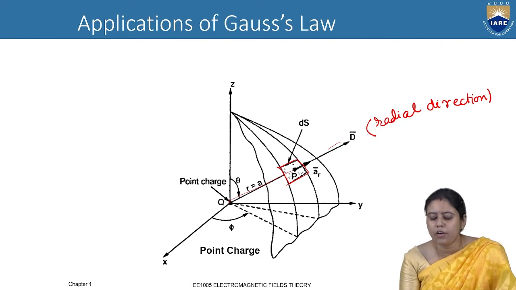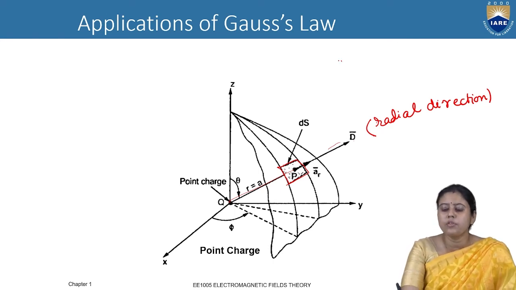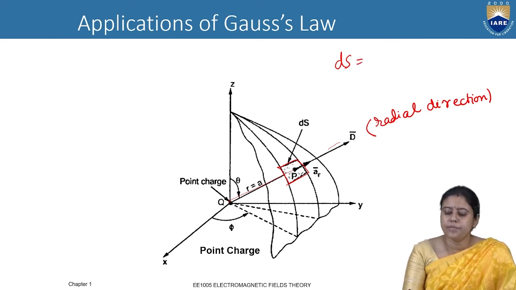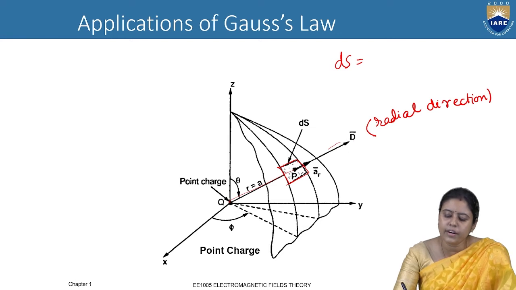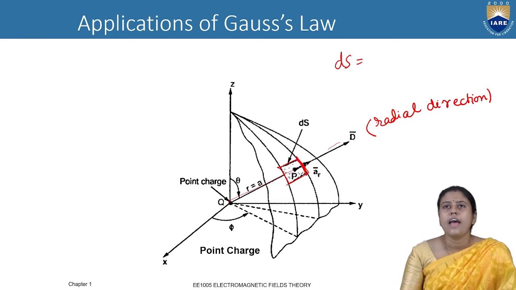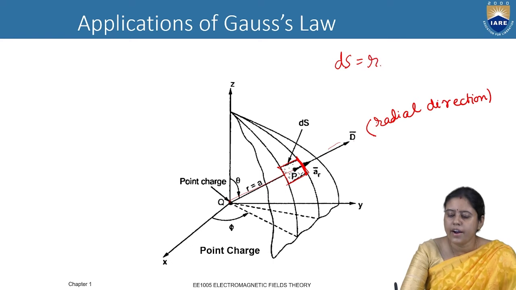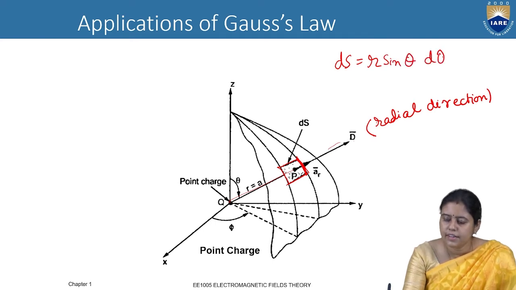So first we have to calculate ds, the surface area of P. What is the formula of ds for this? You can see the radius is constant, and the changing value is dz. In the case of a surface, the value of dz is r sin theta d theta.